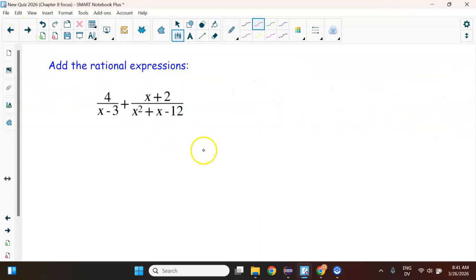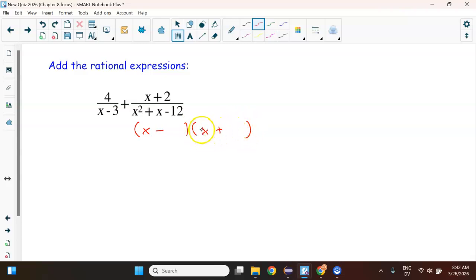Okay, let's try one where the denominators don't match. All right, so the tricky part here is, how do we get these to match? So the key is to factor, right? And to realize that this one, if it factors, has to multiply to negative 12. So I know it's going to be one negative factor and one positive factor.